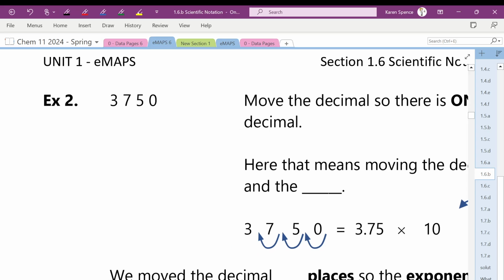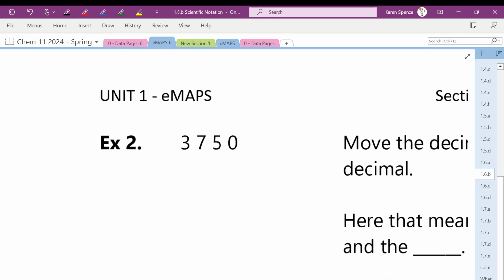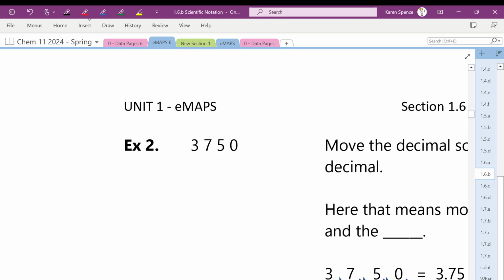Okay. All right, here's our next example, 3750. We don't have a decimal, but if we did, we would put it right after that final 0 because that's our ones position. How many places must we move the decimal to have one digit in front of the decimal? We need to move it 1, 2, 3 places. So we end up with 3, and then our decimal goes after the 3. 3.75.